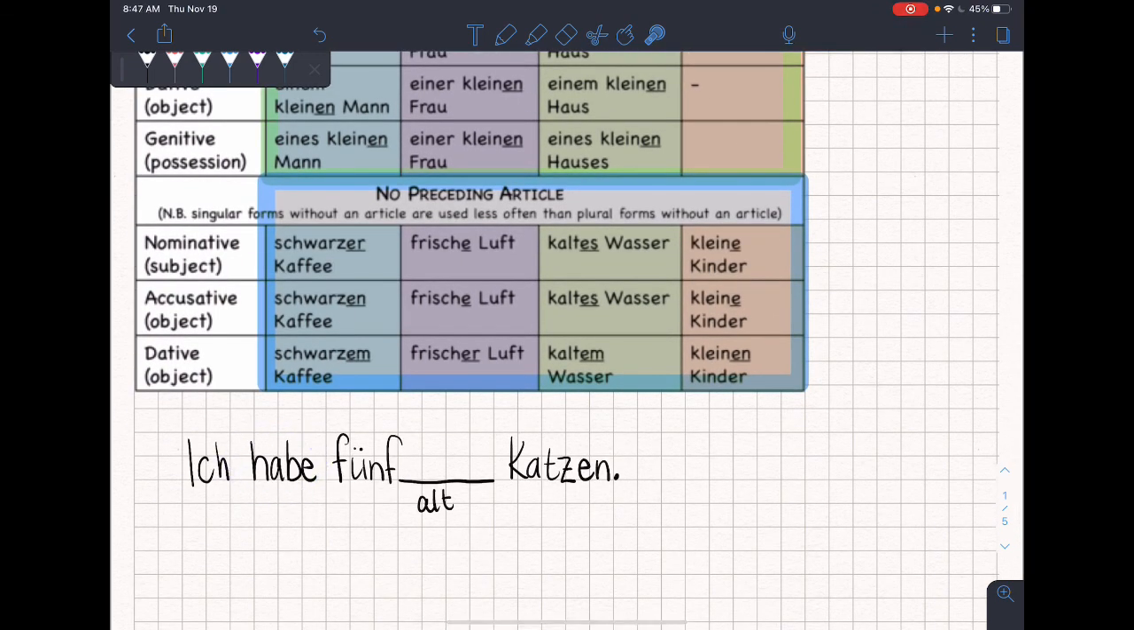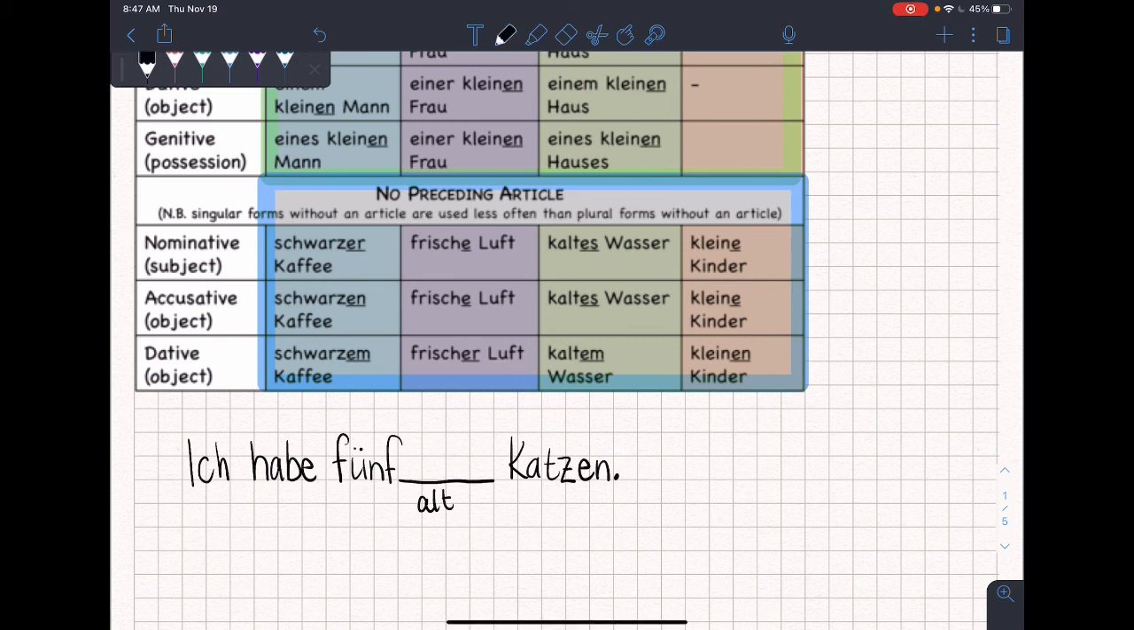Here's our verb, and most of our cases hang from the verb. Nominative is the person doing it. Accusative is something getting acted on. Dative is indirectly acted on. Because our verb habe, to have, is expressing that we have the cats, those are going to be in the accusative case. So that means that our row we're looking at is right here.